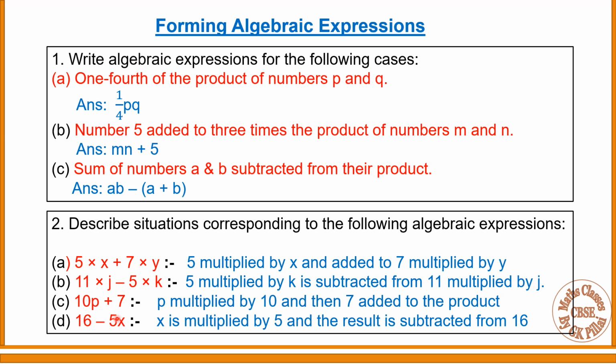10p plus 7: p multiplied by 10 and then 7 added to the product. Then x is multiplied by 5 and the result is subtracted from 16: 16 minus 5x. It is not necessary that you should write this way only, or give the explanation this way. You can reduce this part and write in very simple language also.